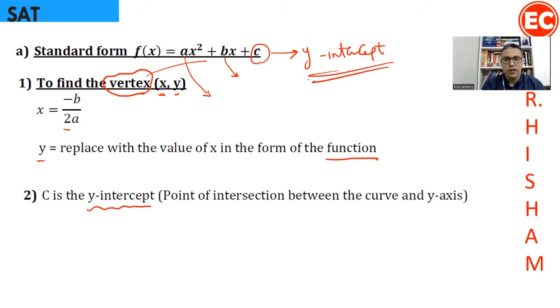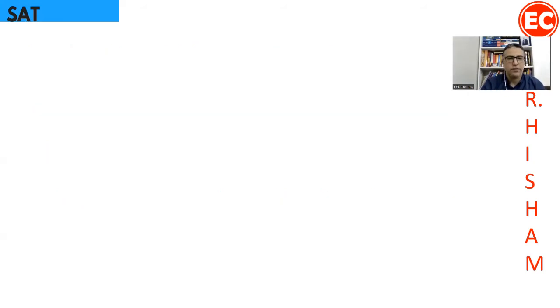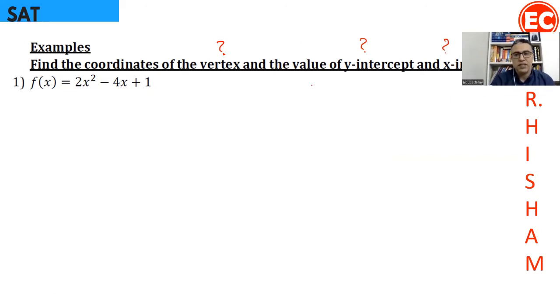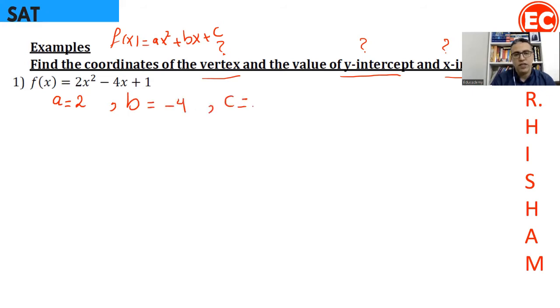These are the rules. But what about the first example? The first example is asking about the vertex, the y-intercept and the x-intercept. Listen carefully so you can solve the second example. First, the form is f of x equals ax squared plus bx plus c. So the first thing I'm going to do is define the value of a, which is equal to 2 here, the value of b, which is equal to -4, and the value of c, which is equal to 1.